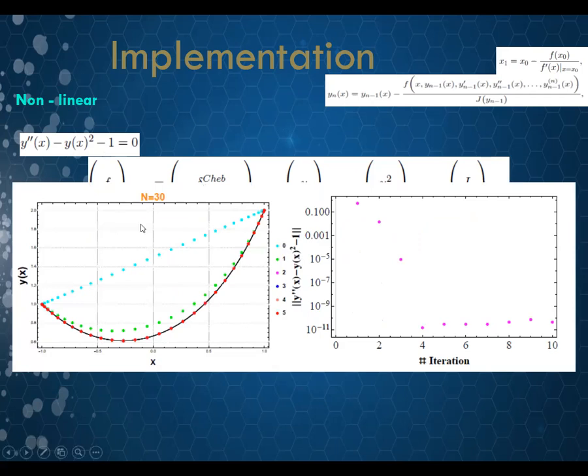For this equation, for example, we find the analytic solution as the solid black line, and the others are spectral method results for different numbers of iterations. This calculation is done for 30 grid points, and as you see here, after 4 iterations in Newton-Raphson iteration, we converge to the proper result with a difference on the order of 10 to the power of minus 11.